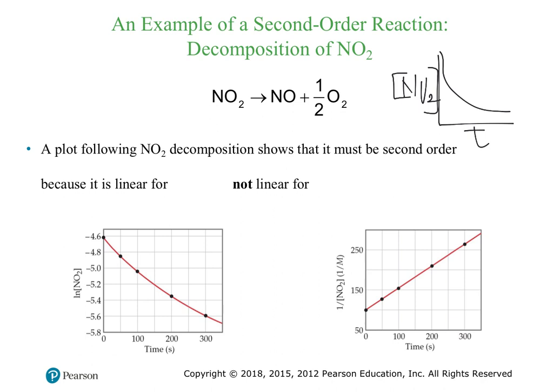And then, so that doesn't look linear. Then we could also plot the natural log of the concentration over time. If it was first order, it'd be linear, but notice it's not. Now if we plot 1 over that concentration versus time, we do get something linear. So it is linear for 1 over nitrogen dioxide concentration, but not for natural log of nitrogen dioxide, which means it's second order.